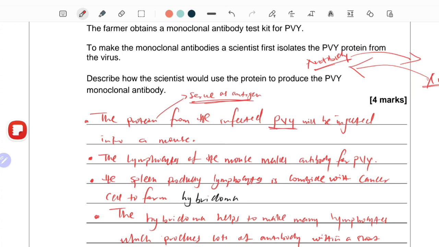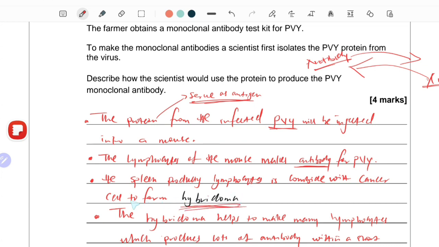Now, this same thing is happening here. The protein from the PVY is injected into a mouse. Usually it is a mouse we use for this. So the lymphocytes of the mouse make antibody for what? PVY. Can you see? It makes antibody. So the spleen, because the spleen produces lymphocytes, is combined with what? A cancer cell to form a hybridoma. Don't forget this word. All right.